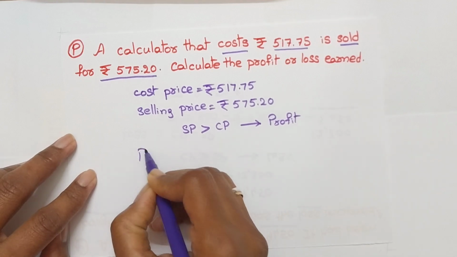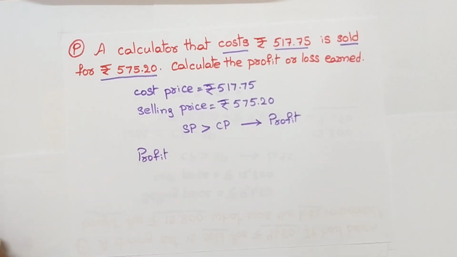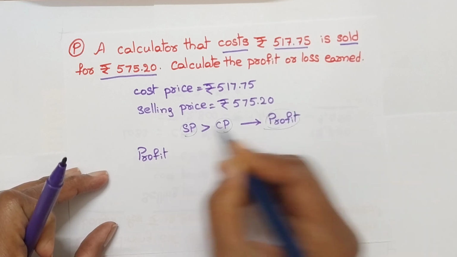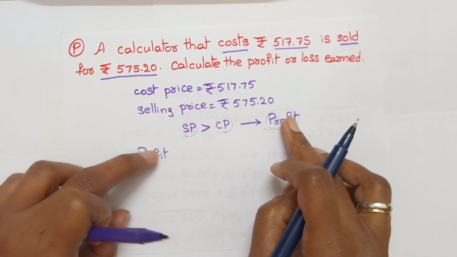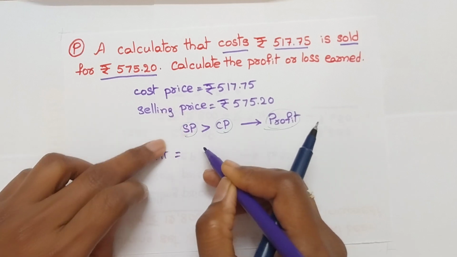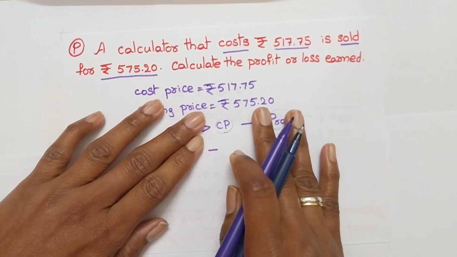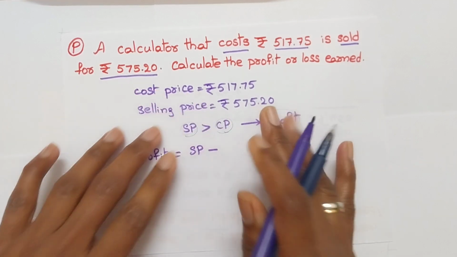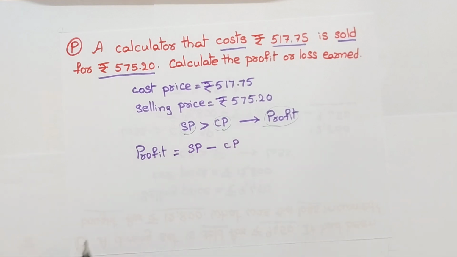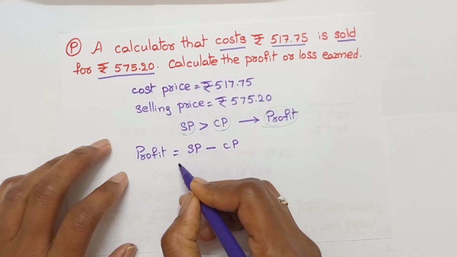How do we get profit? Here are the three terms: cost price, selling price, profit. Among these three, I already wrote profit. Profit equals the greater value minus the remaining one, cost price. So selling price minus cost price. Profit means selling price minus cost price.